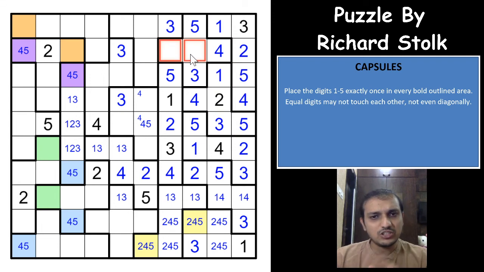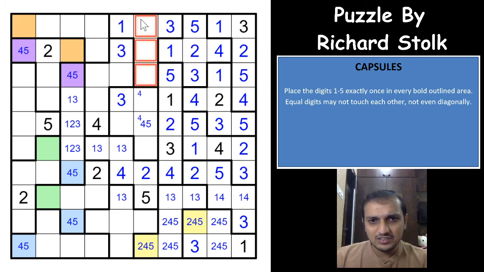And these 2 cells would have to be 1 and 2. You already have a 1 here, so this is 2, this is 1. And 1 in this region can only go to this cell. And 5 in this region can only go to this cell because of the 5 here. You have a 2, 4 pair here.